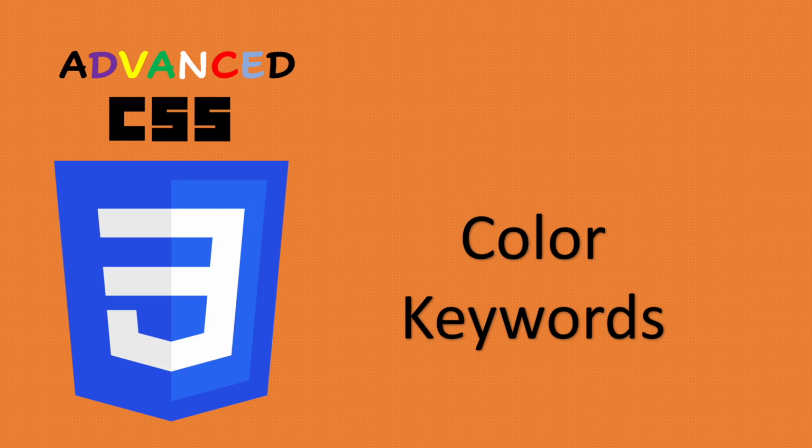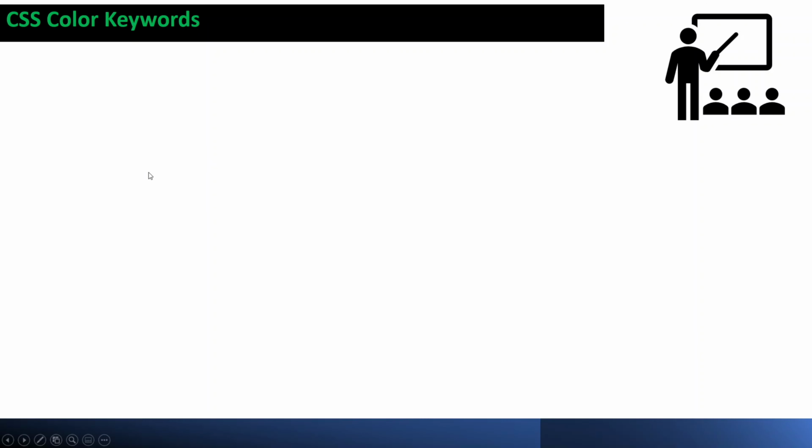And welcome to this CSS lesson, Color Keywords. We are going to be looking at some color keywords that we can use. The first one we are going to be looking at will be the transparent keyword, and that is used to make a color transparent.